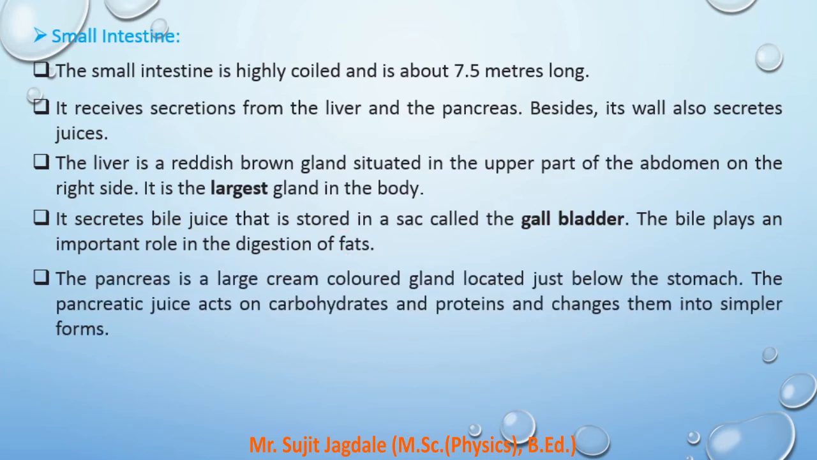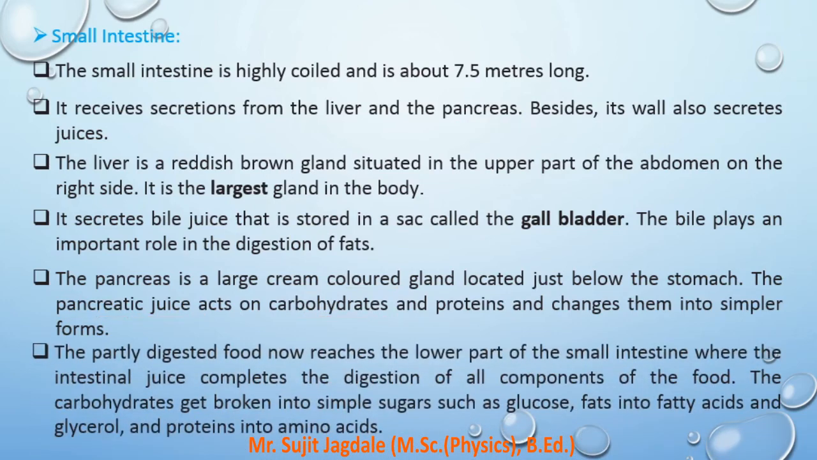Okay, now next one is the pancreas. It is a large cream colored gland. What is the color of the pancreas? Cream color, located just below the stomach. The pancreatic juice acts on carbohydrates and proteins, which changes them into simpler forms. What is the function of pancreatic juice? It converts the carbohydrates and proteins and changes them into simpler forms. That means it is called digestion.